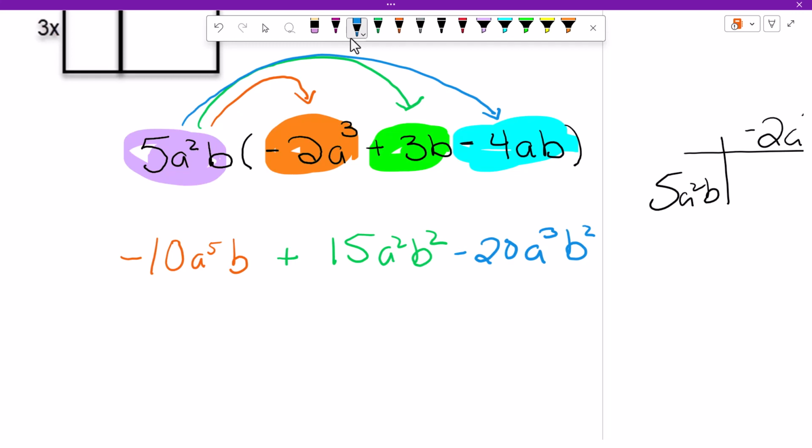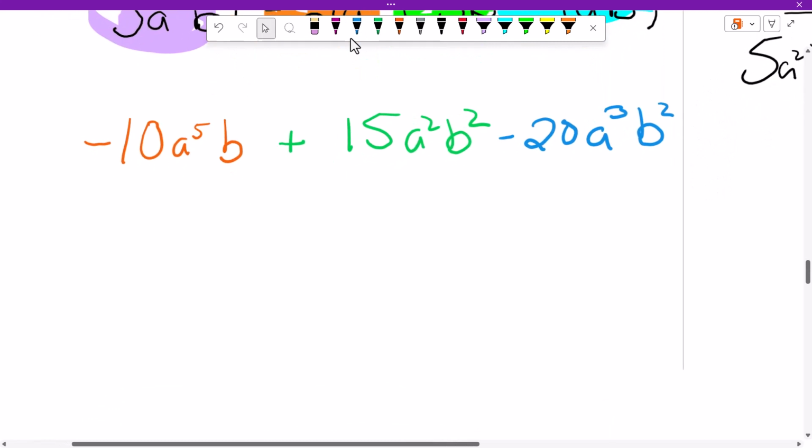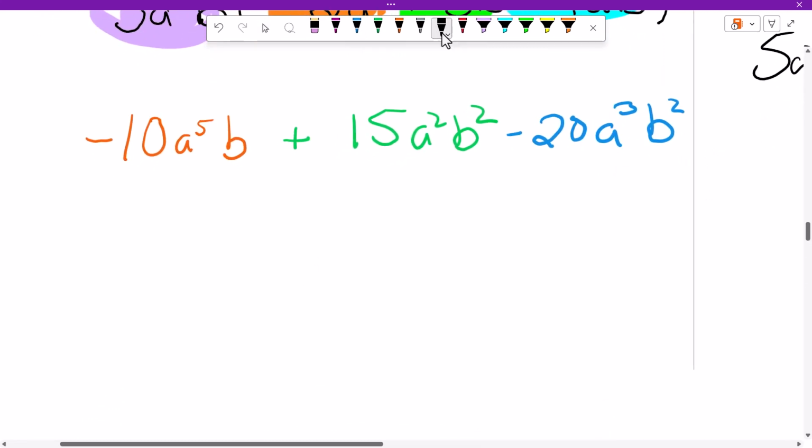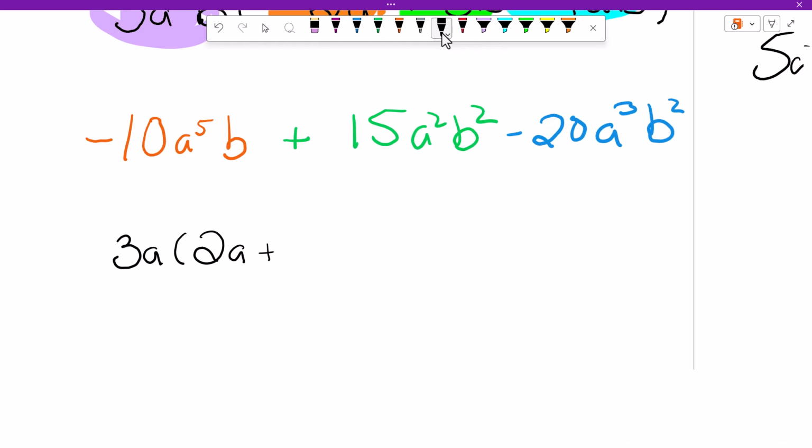So let's do another one. One more, last one. All right, write this one down. 3A, 2A plus 4B. Okay, write that one down.